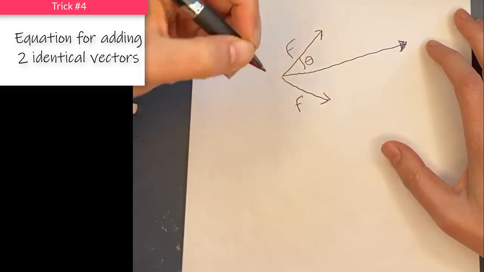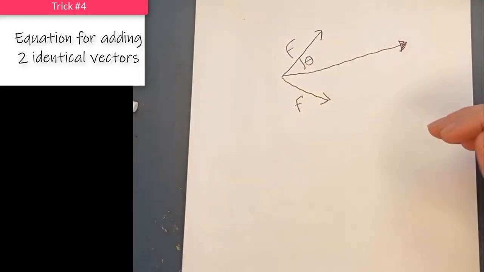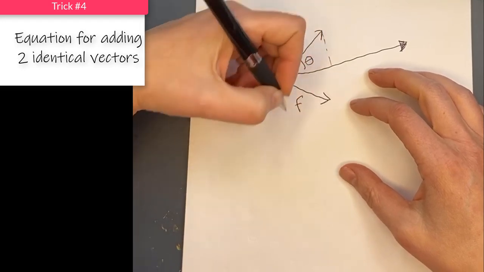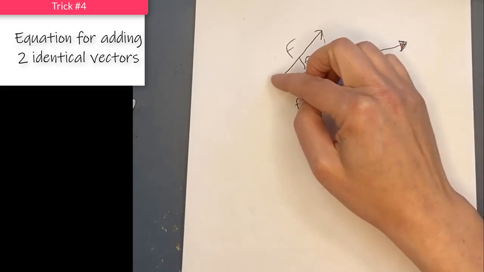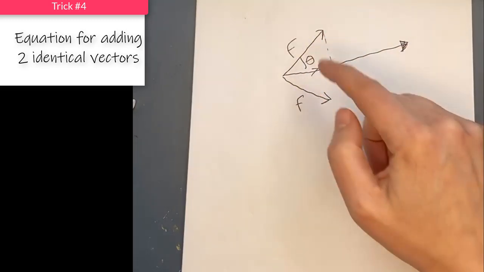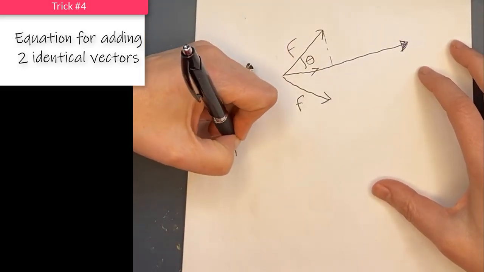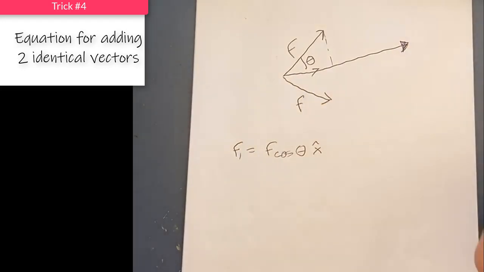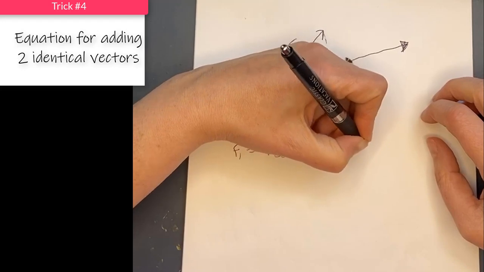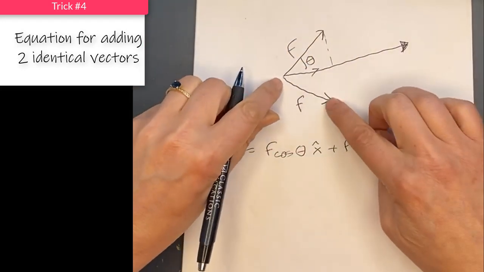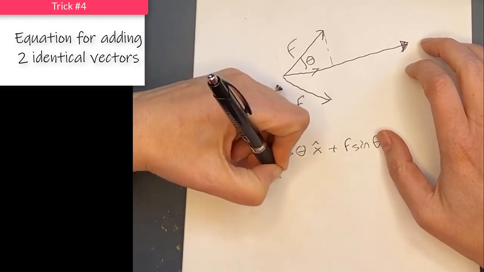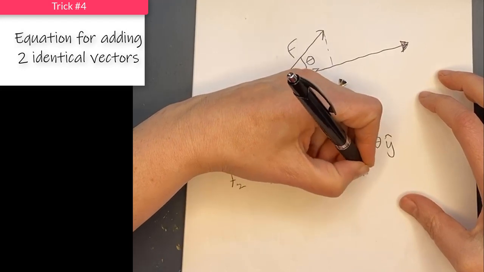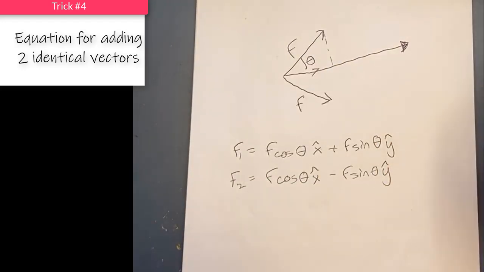And I'm going to call this angle theta, which is the half angle between them, because the result is halfway through it. Now, if we're going to add these up, this one has a value of f cosine theta in this direction, and it has a value of f sine theta in this direction. So the first one is f cosine theta in the x direction, and we're just calling the midpoint the x direction, and f sine theta in the y direction. And this one has a value of f cosine theta in the x direction, and negative f sine theta in the y direction.